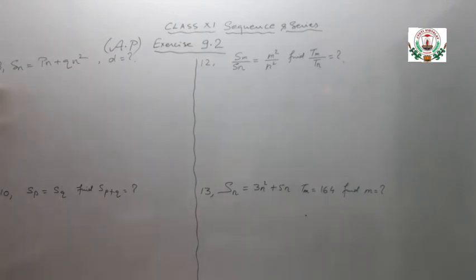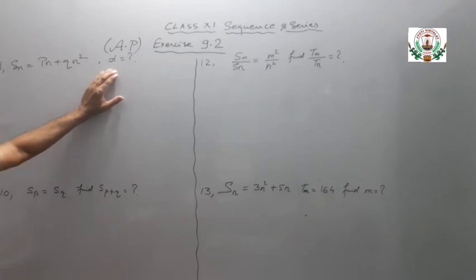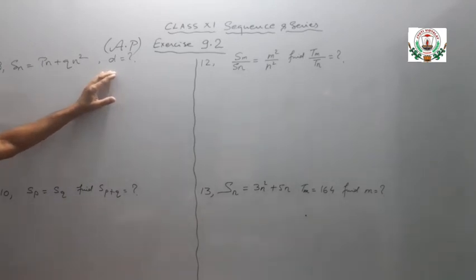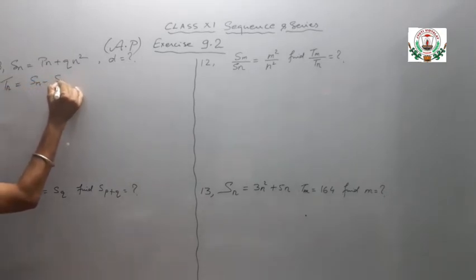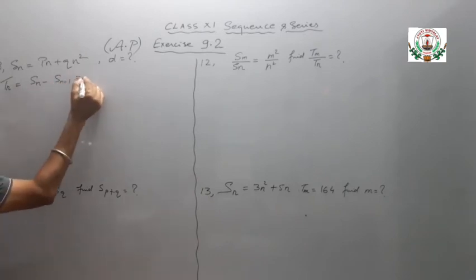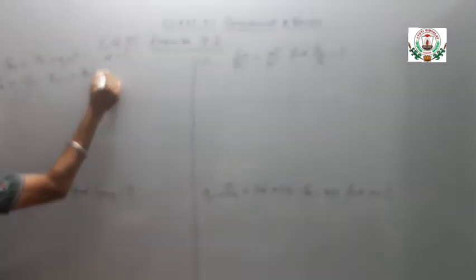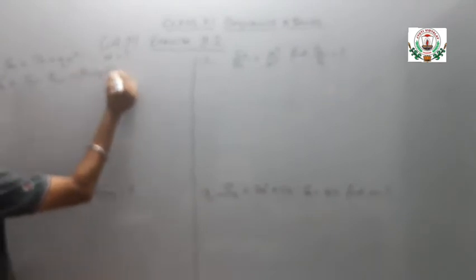Question number 8 of exercise 9.2. The sum of n terms is given, pn plus qn square. We have to find out the common difference. And our common difference formula is second term minus first term. So we have to calculate the second term and the first term. For calculating the second term and the first term, we have to calculate the nth term of the given Sn. So our formula for that is: nth term will be equal to Sn minus Sn minus 1. So Sn is pn plus qn square and Sn minus 1.